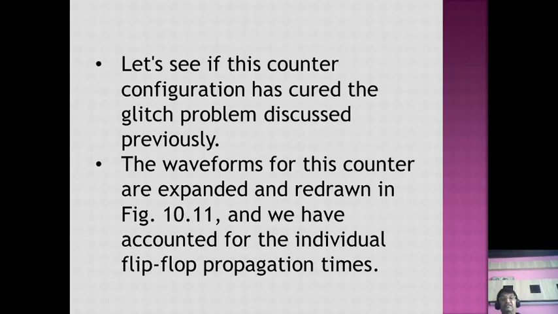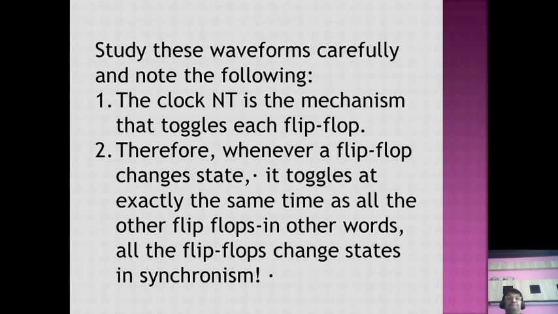The waveforms for this counter are expanded and redrawn in figure 10.11, and we have accounted for individual flip-flop propagation delay time here. Study this waveform carefully and note the following. The clock negative transition is the mechanism that toggles each flip-flop. So, when the negative transition of the clock pulse occurs and hits the flip-flop, the flip-flop will be toggled because its J and K inputs are connected to VCC, or 1-1. So, it is working in toggle mode.